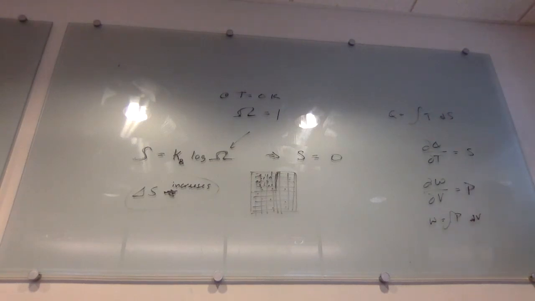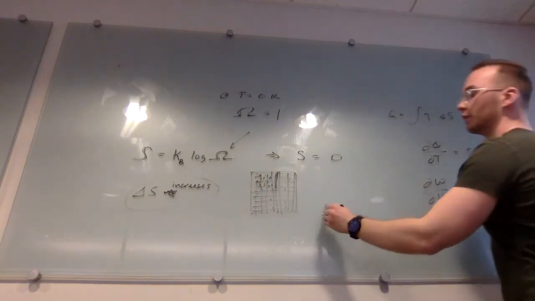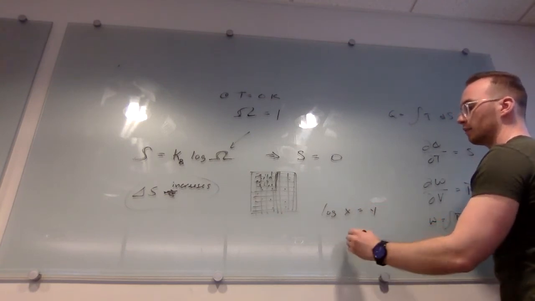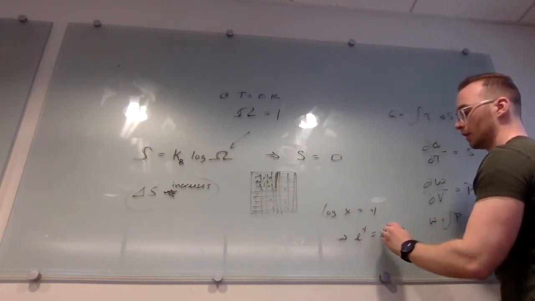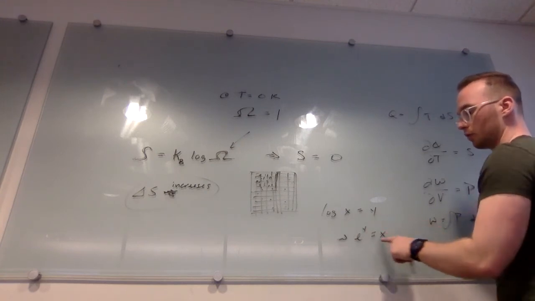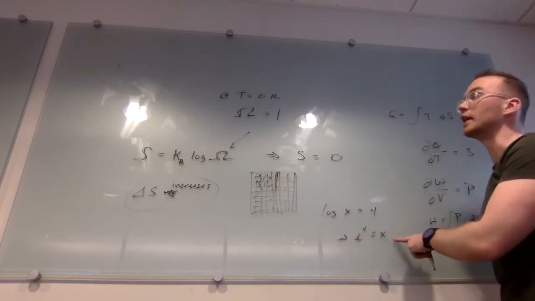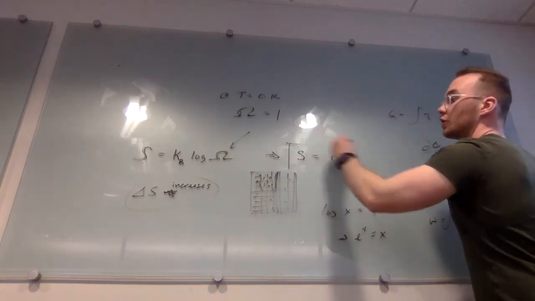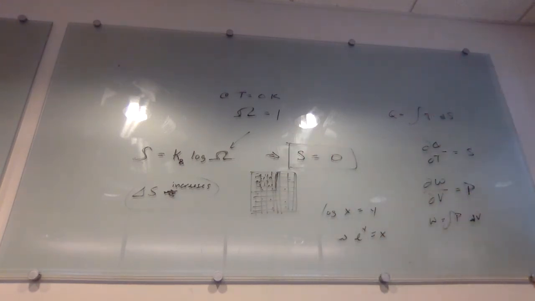Right? Because log of x is y means that e to the y is x. So log of 1 would be e to the what is 1? E to the 0 is 1, right? So S is 0. So that means that the entropy is actually equal to 0.